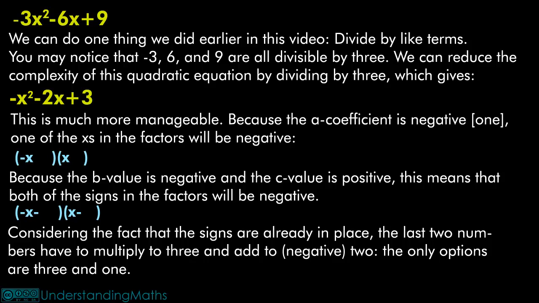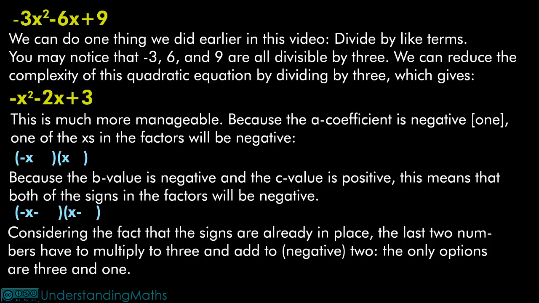Negative 3, 6, and 9 are all divisible by 3. We can reduce the complexity of this quadratic by dividing by 3, which gives negative x squared minus 2x plus 3. This has just become much easier. We can place the x's and one of them will be negative because the a coefficient is negative.